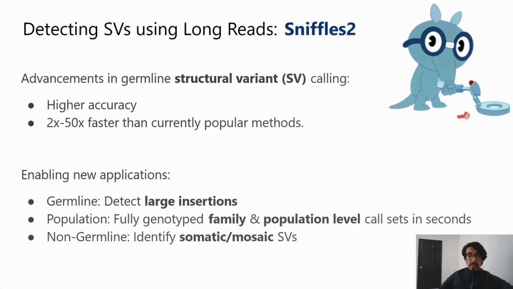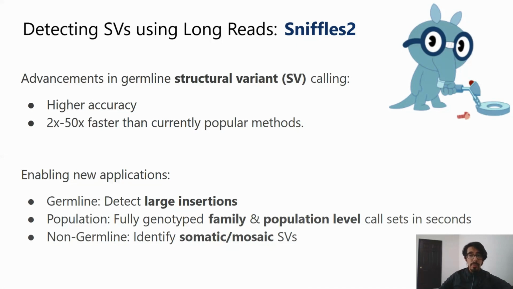Given the importance of structural variants, we're still struggling to detect germline or even robustly identify de novo structural variants. So it is here that we introduce Sniffles 2, our redesign of the popular SV caller Sniffles. First, Sniffles 2 improves on germline SV calling, being more accurate and faster than currently popular methods. But we didn't stop there, and we enabled new applications in the realm of structural variant calling.